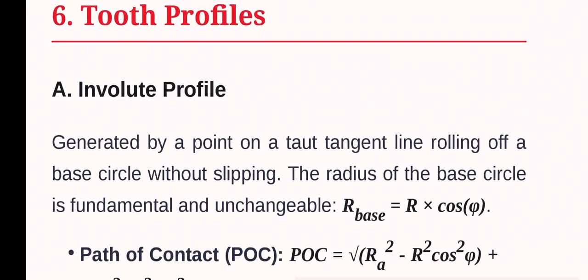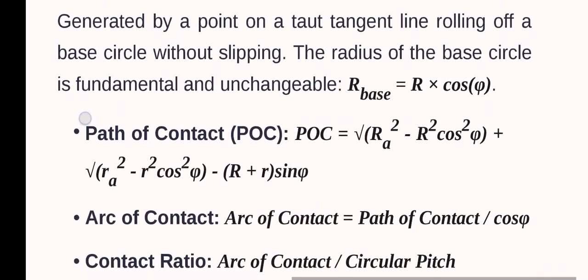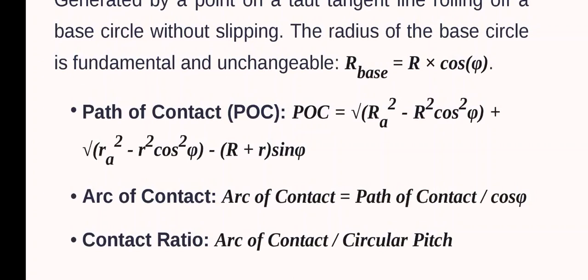Tooth profile. Involute profile generated by a point on a taut tangent line rolling off a base circle without slipping. The radius of the base circle is fundamental and unchangeable, r base = r into cos phi. Path of contact POC = root over of (R square minus r square cos square phi) plus root over of (r a square minus r square cos square phi) minus (R plus r) into sin phi. Arc of contact = path of contact by cos phi. Contact ratio = arc of contact by circular pitch.